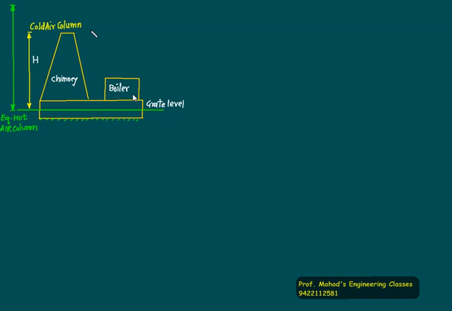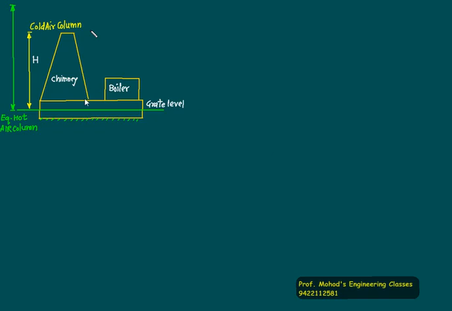This one is the boiler. The flue gas from the boiler is passed through the chimney. Initially, when the boiler is not fired, this chimney is filled with cold air. The corresponding column is H. Cold air is heavier as compared to the hot gas. So this column is equal to the density of cold air multiplied by g multiplied by H.